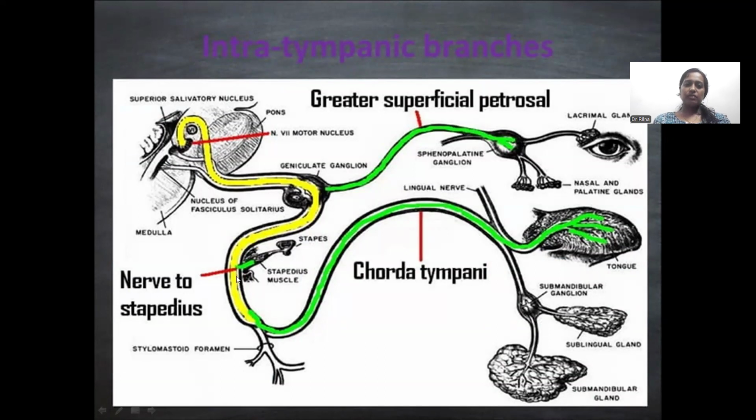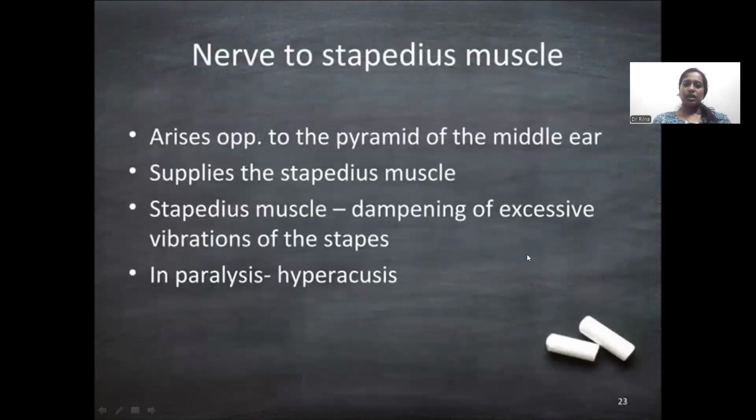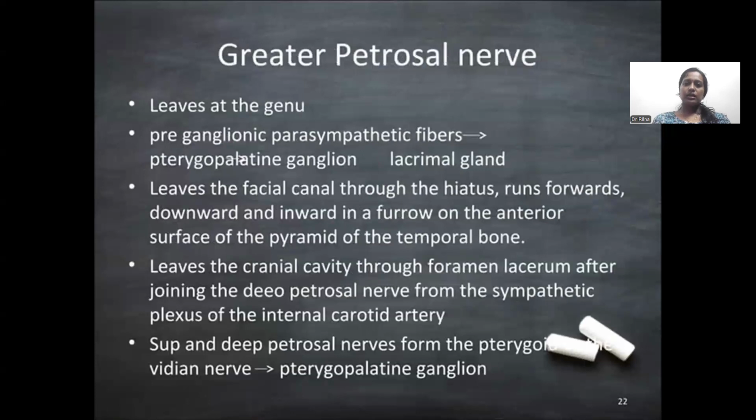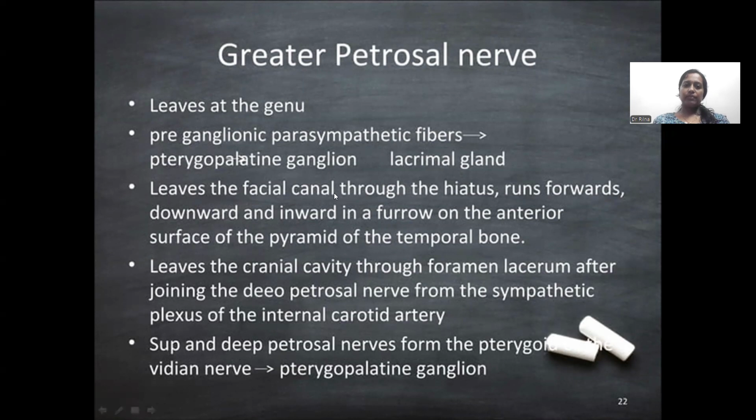Nerve to stapedius, where it supplies the stapedius muscle, and this is the chorda tympani, along with the lingual nerve, which supplies the anterior part of the tongue. And these are the details of each nerve. That is the greater petrosal nerve. As we already know, the greater petrosal nerve originates from the geniculate ganglion, and it leaves the cranial cavity through the foramen lacerum.